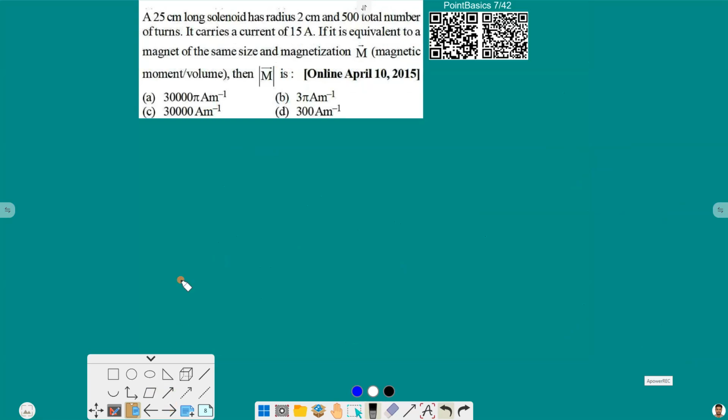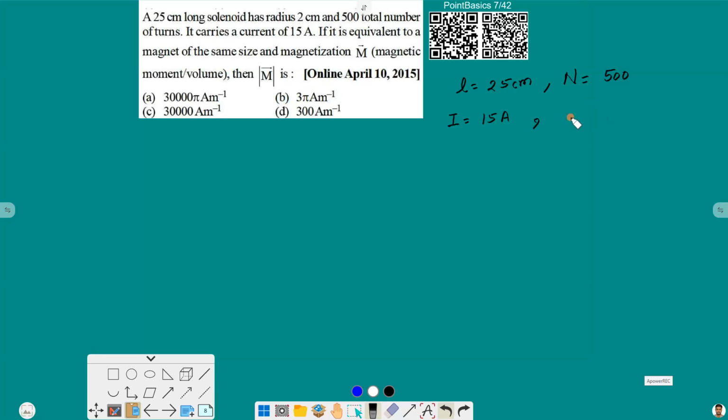Let's move to next one. A 25 centimeter long solenoid has a radius, total number of turns, current is given. If it is equivalent to a magnet of same size of magnetization M, magnetic moment per unit volume, then we have to find the value of M. So length is given to us, 25 centimeter, and number of turns, here it is capital N. Small n is the number of turns per unit length. Here it is total number of turns, so that is 500. Current is given to us, that is 15 ampere.